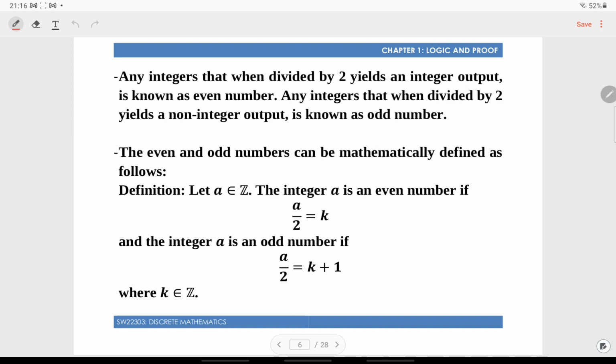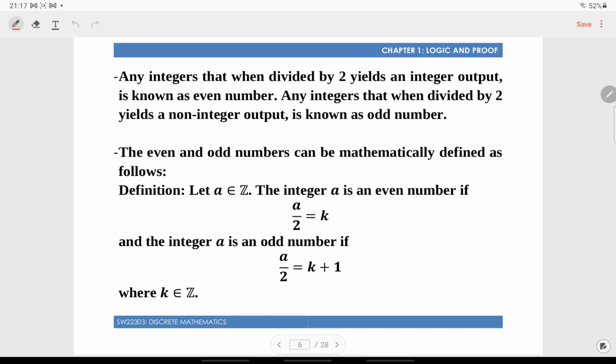So from that, any integer can basically be divided into two groups. The first one we call even numbers, and the other one we call odd numbers. An even number can be divided by 2 without any remainder. But on the contrary, for an odd number, when we divide by 2, there is a remainder. So that is the idea about even and odd numbers.